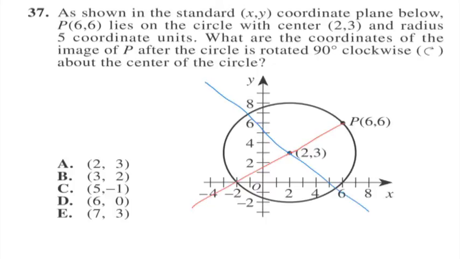Now, you can do this on the test. If you're in a hurry and you're looking at this, you can say, oh, it's right here. How many answers are close to that? There's only one. (5, -1) is the closest one that you possibly have.